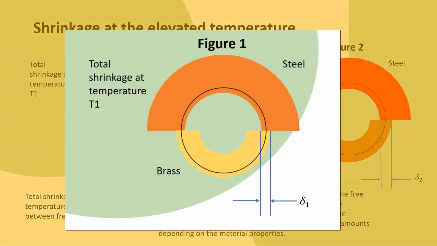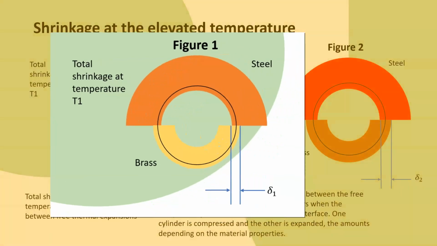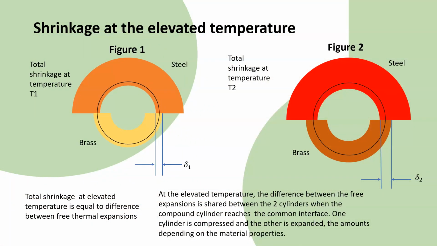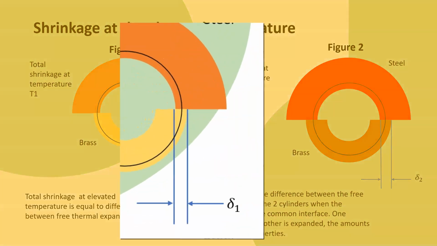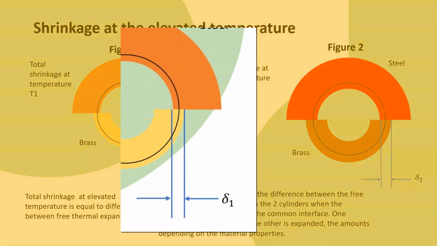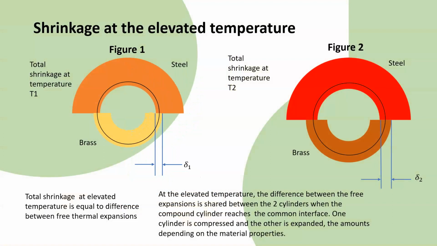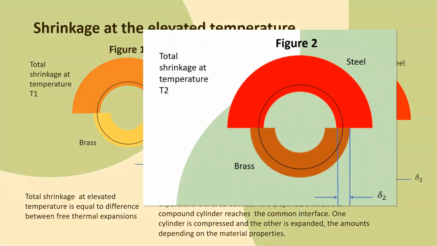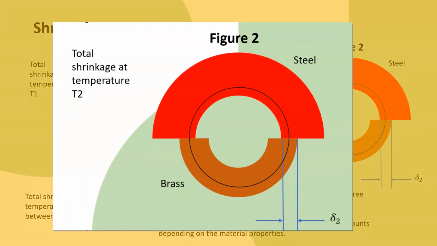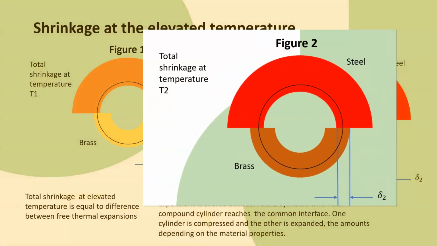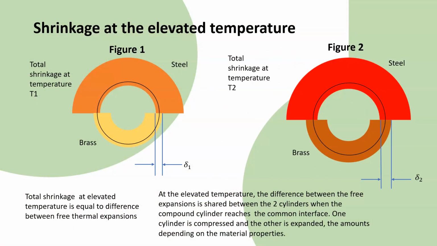Figure 1 here illustrates a compound cylinder with a total shrinkage of delta 1, at temperature T1. The amount of compression in the inner cylinder, and the amount of expansion in the outer cylinder are dependent on the material properties. Figure 2 illustrates the same cylinder when its temperature is raised to T2. In this case, we consider free thermal expansions first. Because of the different amounts in thermal expansions, the shrinkage becomes delta 2.